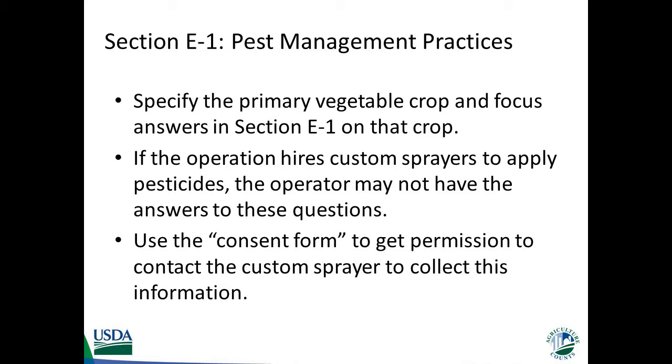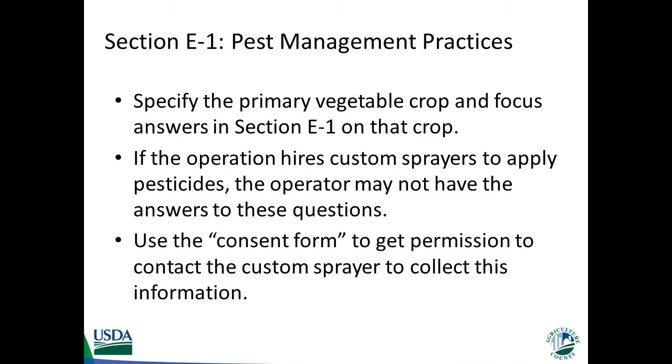Right before the first question in Section E1, you are asked to specify what the primary target vegetable crop is on the operation. Unlike Section E, where you were to consider all target and non-target vegetable crops, Section E1 wants to focus on the operator's pest management practices as they apply to a single particular vegetable crop, with the understanding that certain vegetable crops may have more needs than others when it comes to pest management.